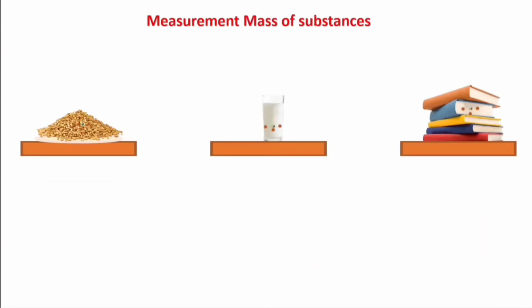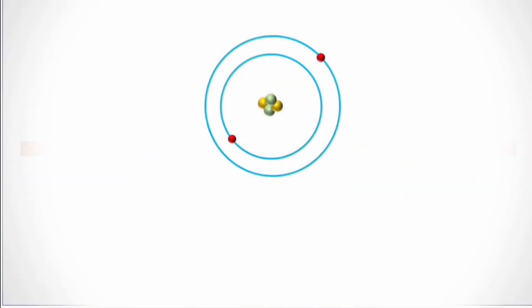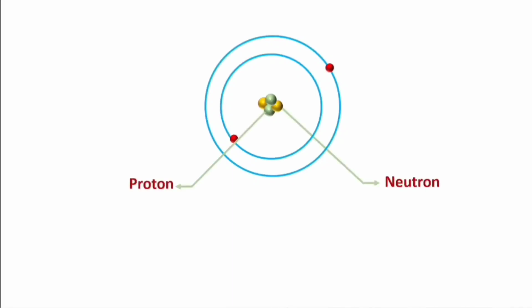But atoms, we all know that substances are made up of atoms, the tiny particles. Still, we can weigh the mass of an atom. The mass of an atom is the mass of its nucleons. The electrons having negligible mass, the mass of an electron is ignored. The total mass of protons and neutrons comprises the mass of an atom.